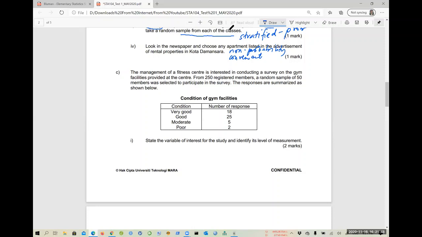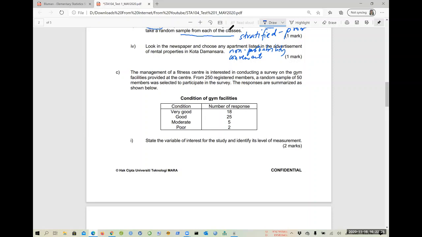So they give you the condition of gym facilities. That is the situation, and then they give you the conditions very good, good, moderate, and poor, with the number of responses. So 18 people state that it is very good, 25 state that it is good, 5 state that it is moderate, and 2 state that it is poor. Okay, so in this question, they ask you to state the variable of interest for this study and identify its level of measurement.